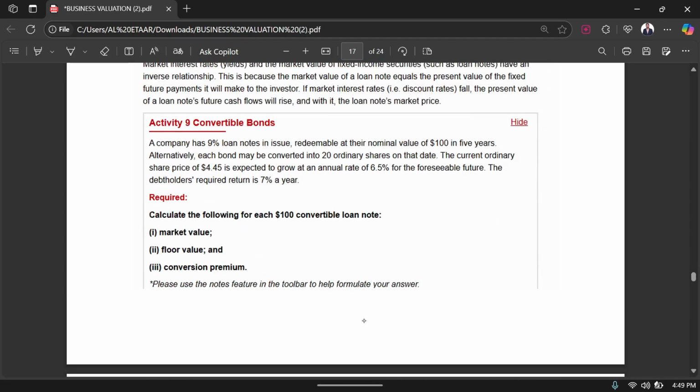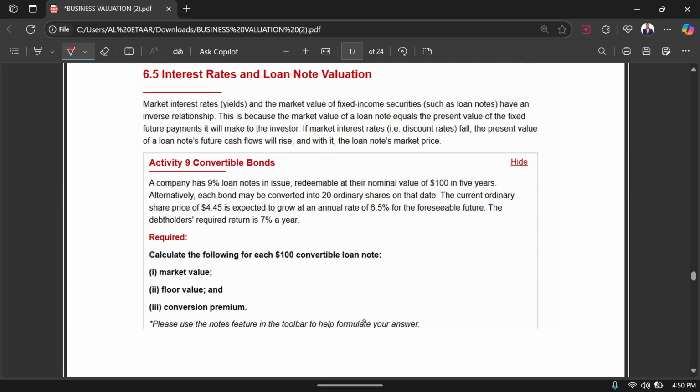First things first, we have this activity number 9, and in this we are going to calculate everything. We are going to get the clear meaning of floor value and conversion premium from this. So first of all, let's read the question. Activity number 9: a company has a 9% loan note in issue, redeemable at their nominal value of $100 in 5 years. Alternatively, each bond may be converted into 20 ordinary shares on that date. The current ordinary share price of 4.45 is expected to grow at an annual rate of 6.5% for the foreseeable future. The debt holder required return is 7% a year. You are required to calculate the following for each $100 convertible loan note: the market value.